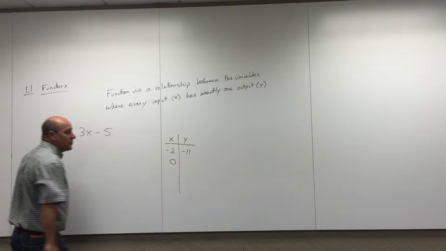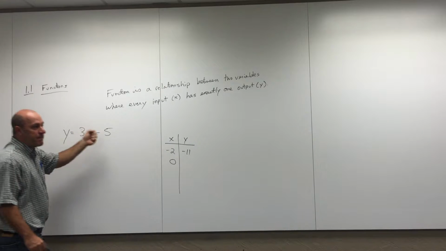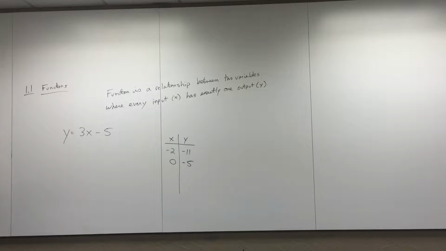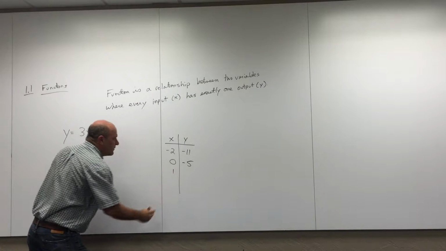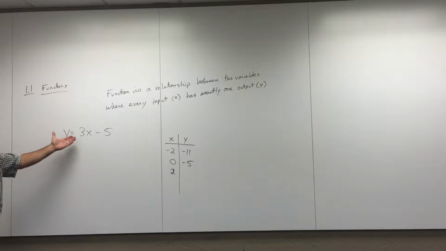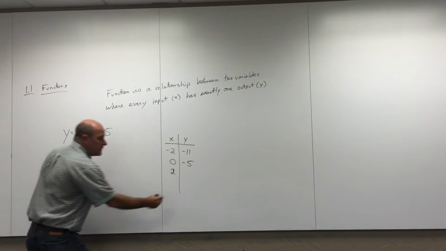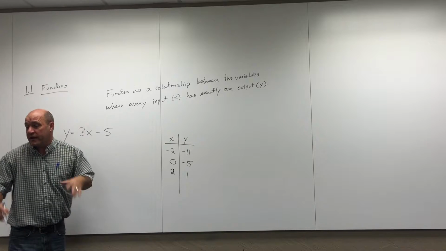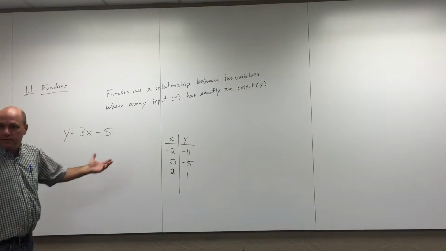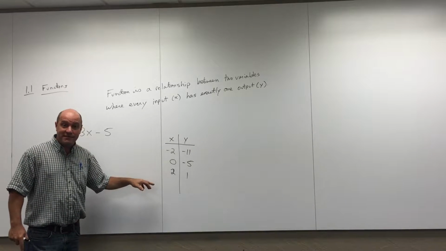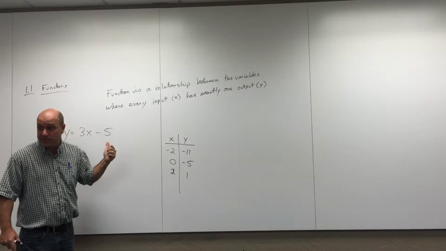Let me try a 0. Plug in a 0, what do you get? Thank you. Negative 5, easy. Plug in a 1, what do you get? Not a 1, let's try something else. Plug in a 2, what do you get? 1. 6 minus 5, you get 1. So far, it's pretty easy. I'm plugging in one input and getting one output. If I asked you, is this a function? You haven't done every x in the world, but it looks like so far every x has one y, right? Looks like this is a function.